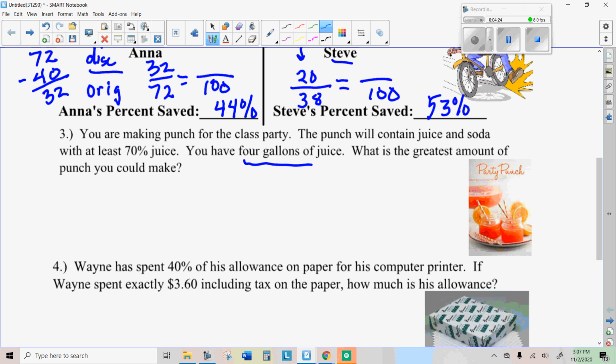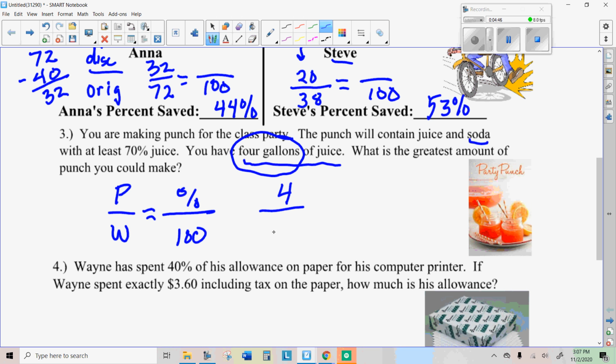And we know that the juice is part of the mix. Okay, the rest of the mix is soda. So this 4 gallons is a part. So remember, we do part over whole equals percent over 100. Well, since the juice is only part of the mix, we're going to put that 4 gallons on top. And we're looking for the whole. And our percent is 70.